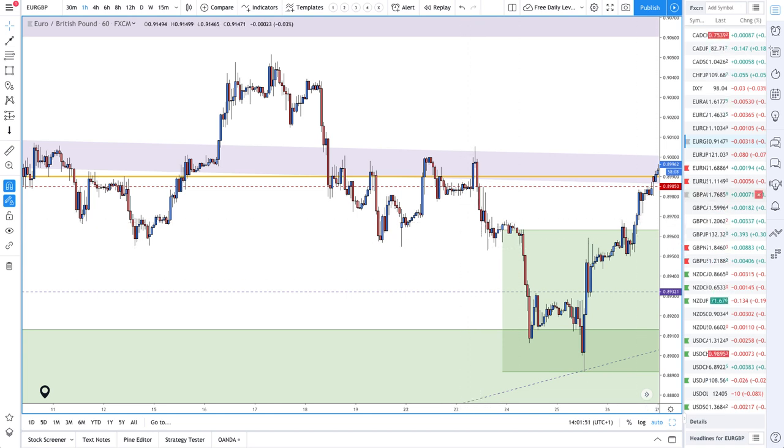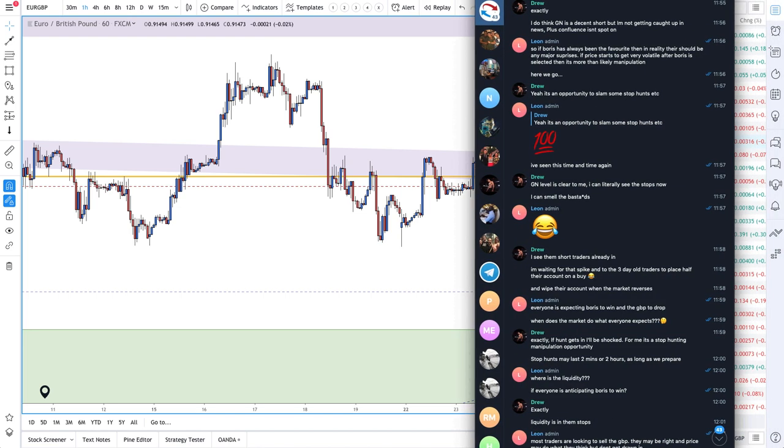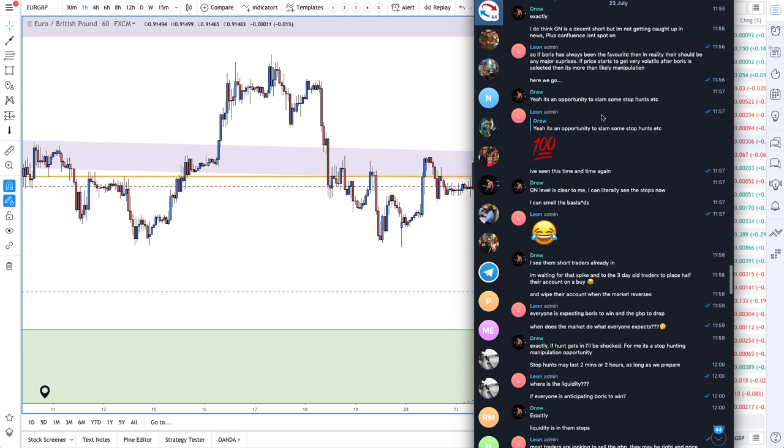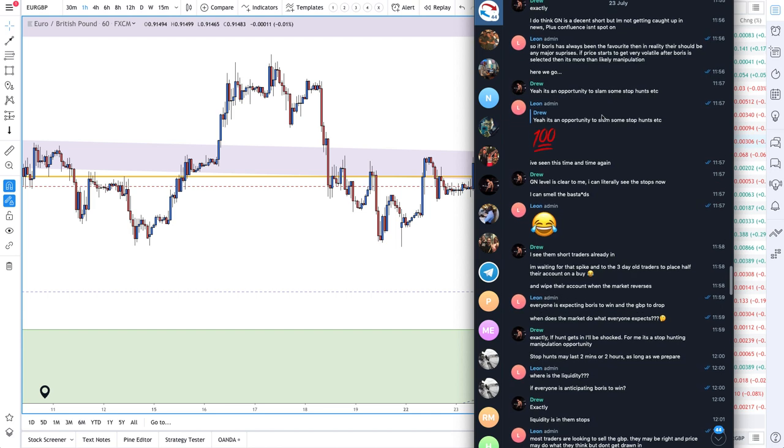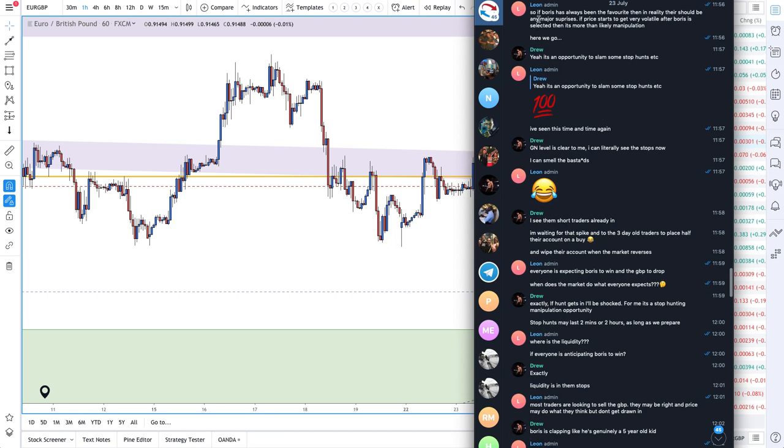So we sat out of this one, and in fact, I've got a little something for you. This is our Telegram group. You can have a look at the conversation that we had on the day. This is the 23rd of July. You can see it at the top, where I was saying, if Boris has always been the favorite, in reality, there shouldn't be any major surprises. If price starts to get very volatile after Boris is selected, then it's more likely to be a manipulation. I said, here we go.